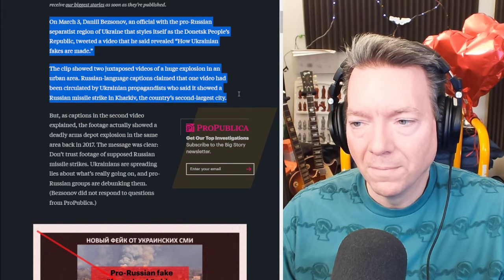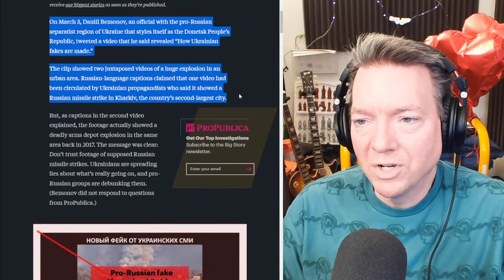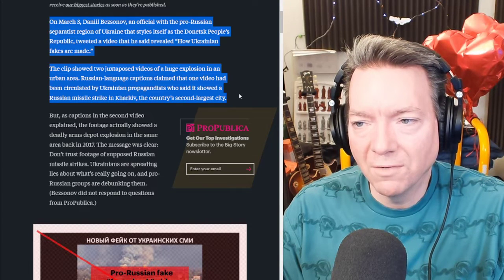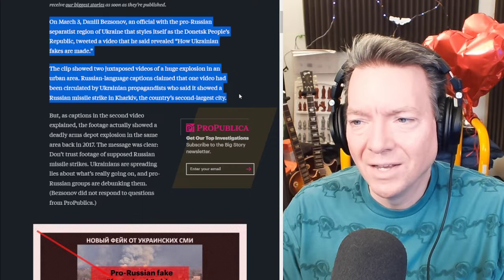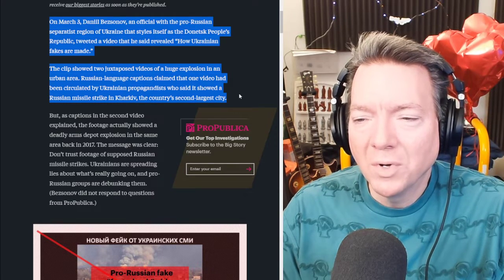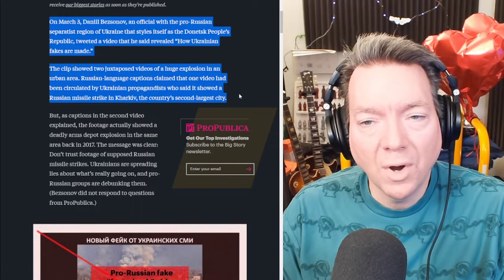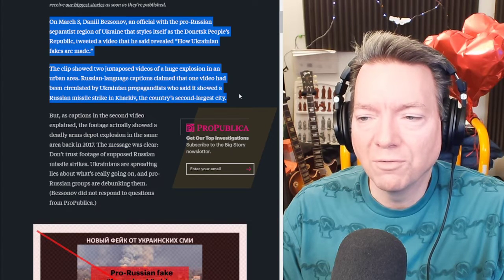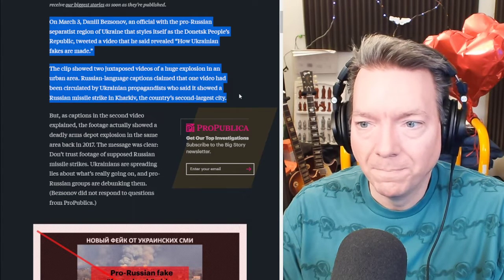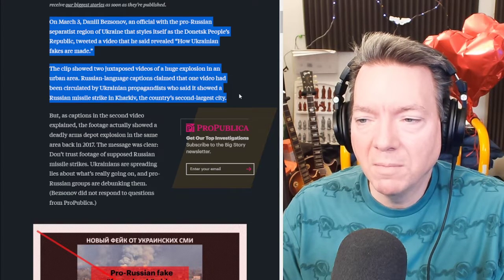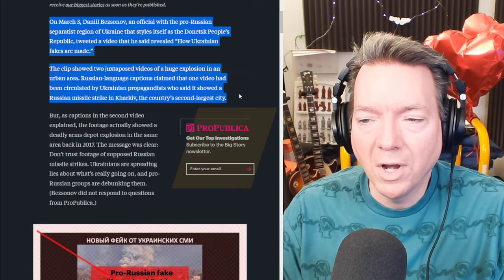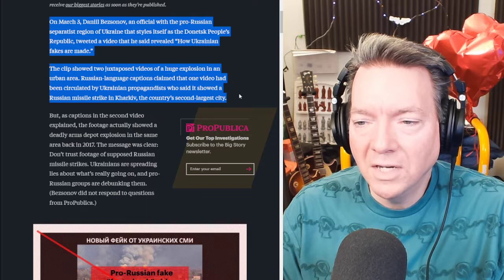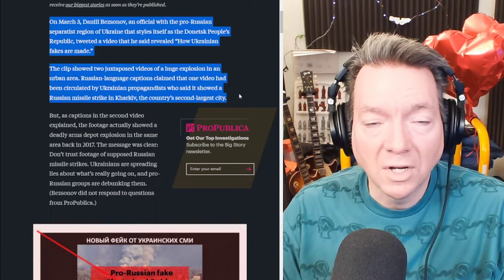On March 3rd, Daniel Brezhnev, an official with the pro-Russian separatist region of Ukraine that styles itself as the Donetsk People's Republic, tweeted a video that he said revealed how Ukrainian fakes are made. The clip showed 2 juxtaposed videos of a huge explosion in an urban area. Russian language captions claimed that one video had been circulated by Ukrainian propagandists who said it showed a Russian missile strike in Kharkiv, the country's second largest city.